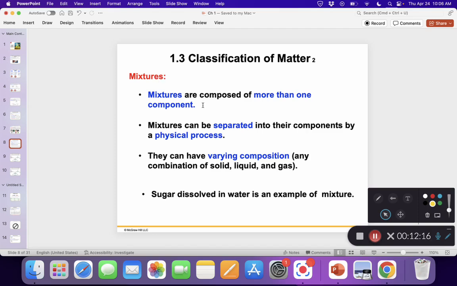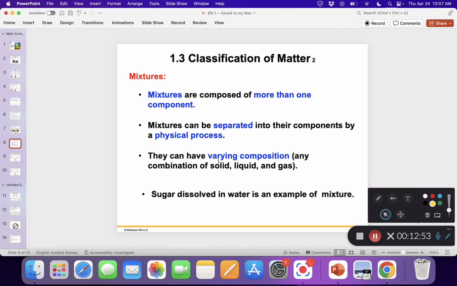Mixtures are composed of more than one component. That's why we can separate the mixture. We can separate all these components by just doing a physical change or physical process. It is like if you have some Cheerios, some strawberries, and some chocolate in a bowl for your breakfast, you can separate the Cheerios using the spoon, right? You can separate the chocolate. Mixtures can be separated into the components just by the physical method.